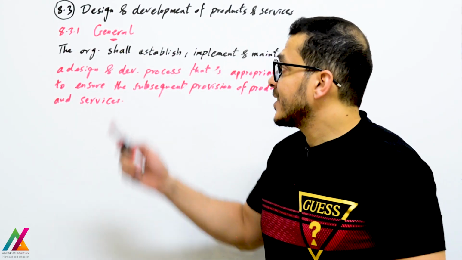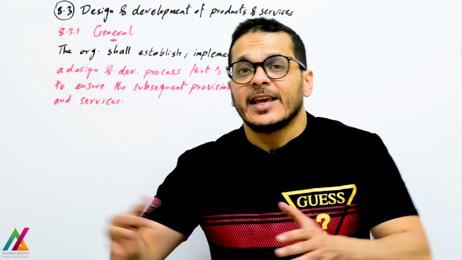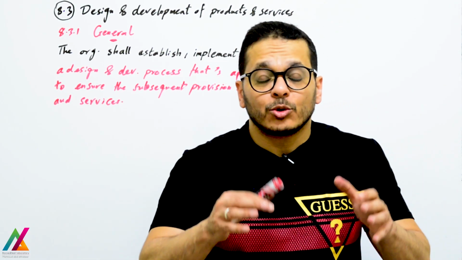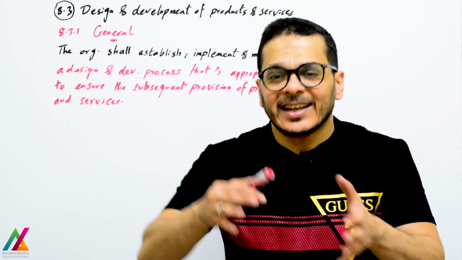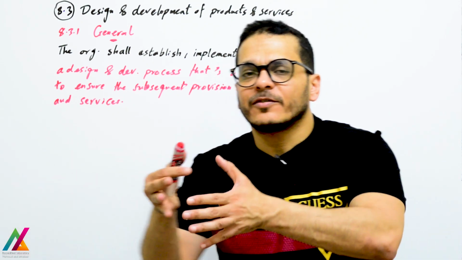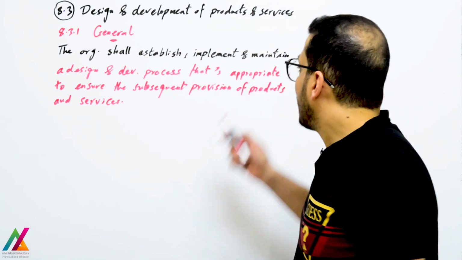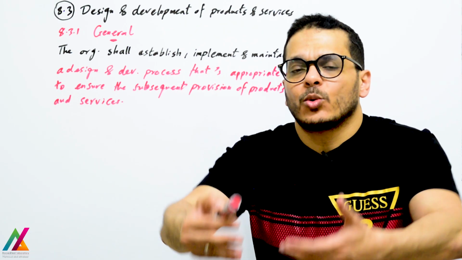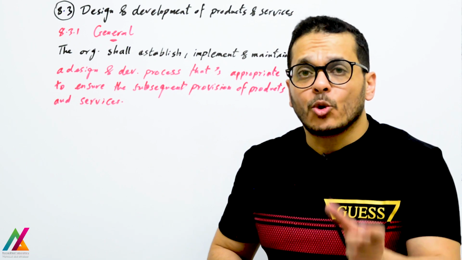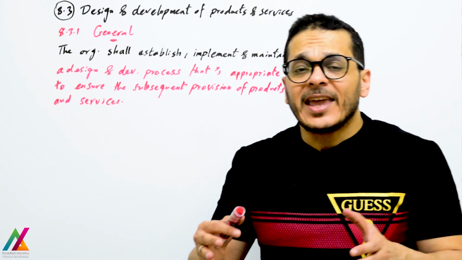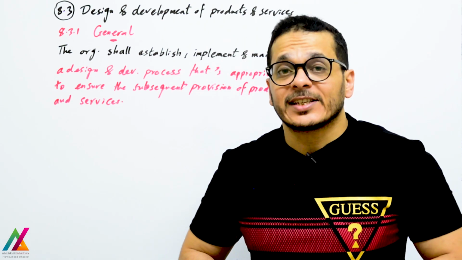The first sub-clause, which is general: the organization shall establish, implement, and maintain a design and development process. After you determine the customer requirement relating to his product or service, you shall design and develop the product which is fit for his requirements. So this process shall be appropriate to ensure the subsequent provision of products and service. So to allow effective product and service provision, you shall make the design and development process to get the product which is fit for the customer requirement.